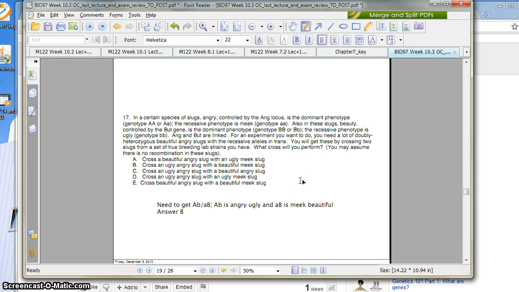Alright, next one. In a certain species of slugs, angry controlled anglers, blah, blah, blah. Beautiful and angry is the dominant phenotype. Recessive is the small ones. For an experiment, you need a lot of doubly heterozygous, beautiful, angry slugs with the recessive alleles in trans. You will get these by crossing two slugs from a set of true breeding lab strains you have. What cross will you perform?